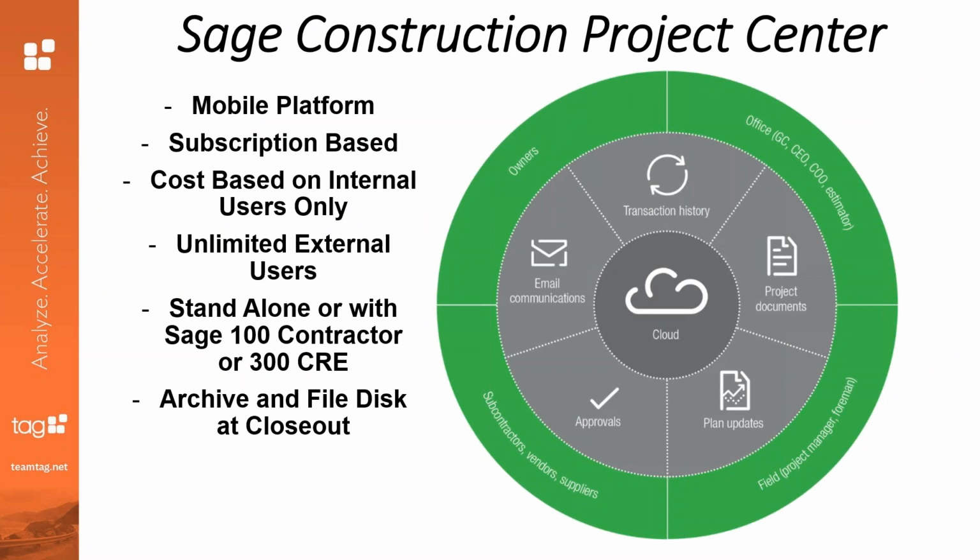Now, Sage Construction Project Center is another solution similar to field operations and service operations, where it is a web-based, mobile-friendly project management platform. This application is a true collaboration tool for everyone on the project, from architects to owners, subcontractors to project managers. So team members can easily share and track all of the information and communications on a project, such as documents, budgets, punch lists, change orders, photos, blueprints, emails, the list goes on and on.